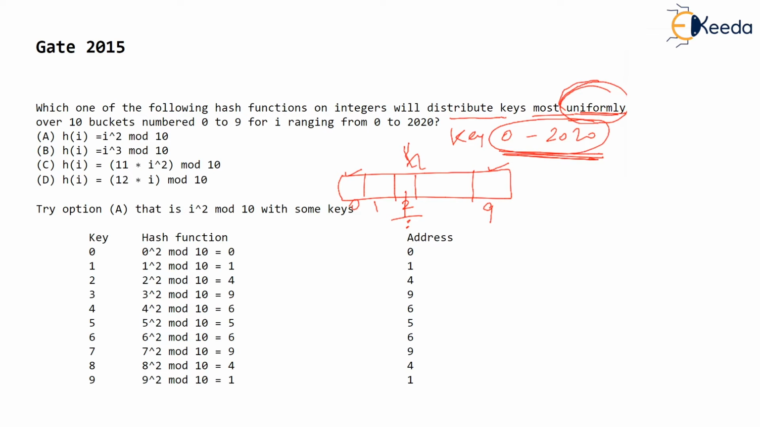I hope you are understanding. I assume we have mapped all these keys 0 to 2020. So many keys we have already mapped. And after mapping so many keys, we observe that the second element is not at all used.